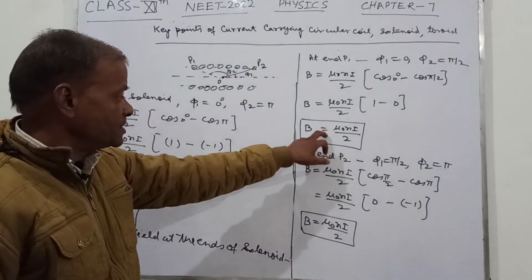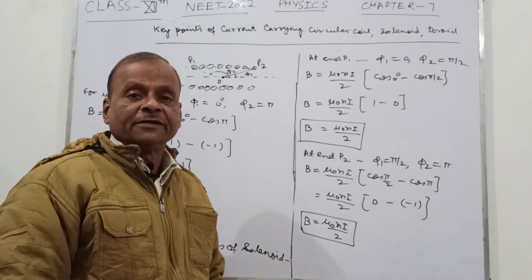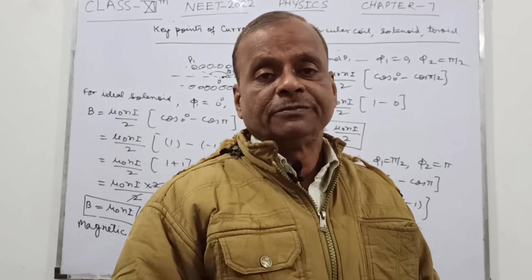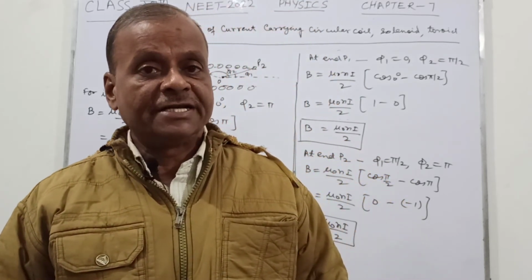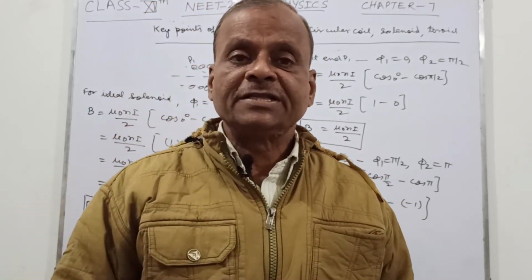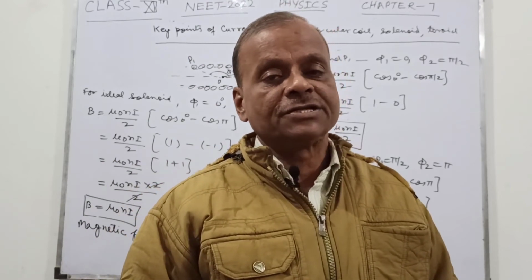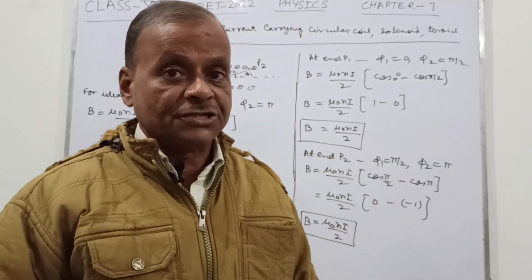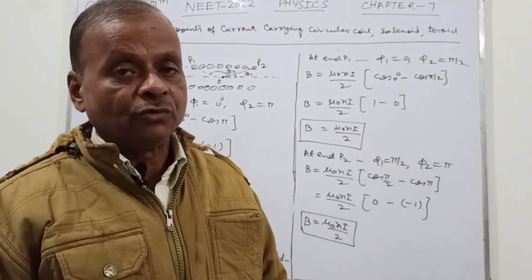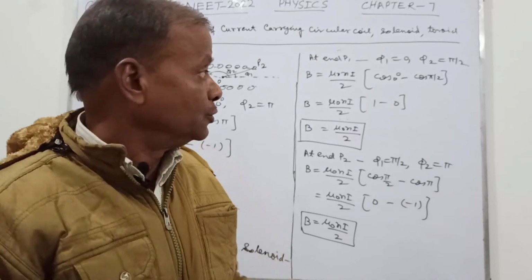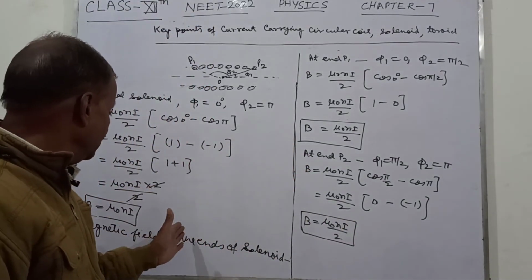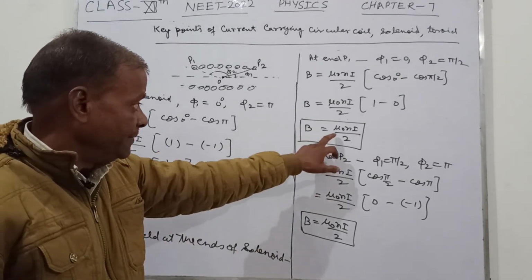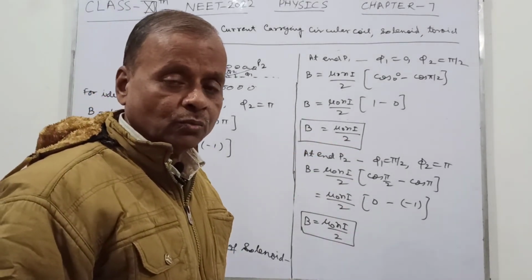So again we have the same expression. It means that the magnetic field at the ends of the solenoid is always half of the magnetic field at the center of the solenoid. The magnetic field inside the solenoid is not uniform, but changes from maximum to half value. The maximum value is at the center, mu naught Ni, and at the ends it is mu naught Ni upon 2.